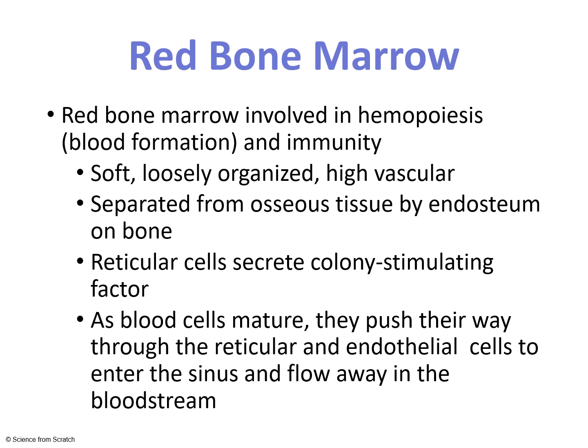There are also going to be these cells called reticular cells that are located within that area, and they will secrete colony stimulating factor, or CSF, and that will tell these blood cells that they need to mature. As they mature, they will push their way through those reticular cells and those endothelial cells to enter into a sinus, and once they enter into it, they will be allowed to flow away in the bloodstream.